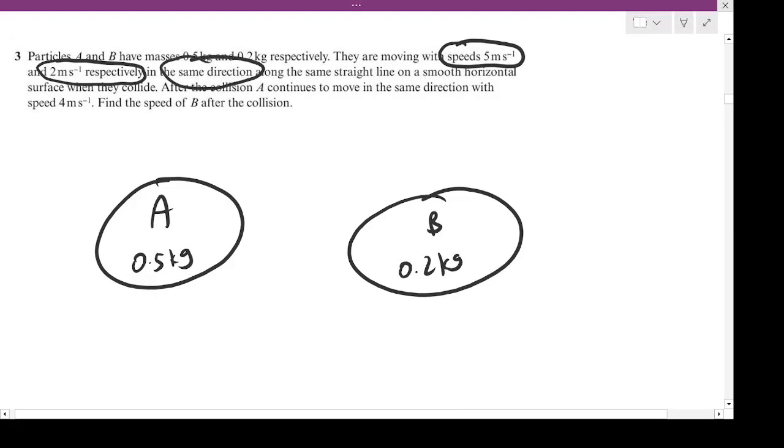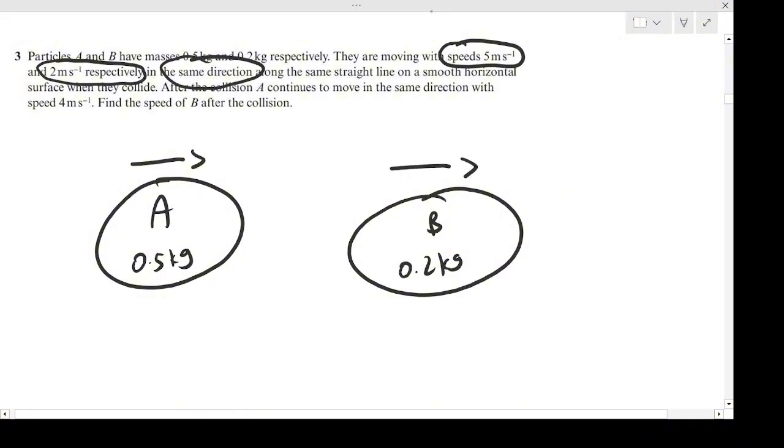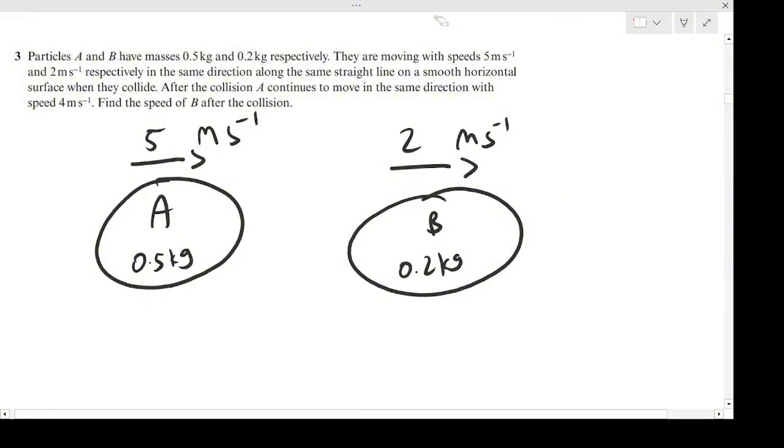So they're in the same direction, which means they're both going to move forwards. Because they're in the same direction, right? So then A has speed 5 and B has speed 2. Okay, so hopefully happy with that.